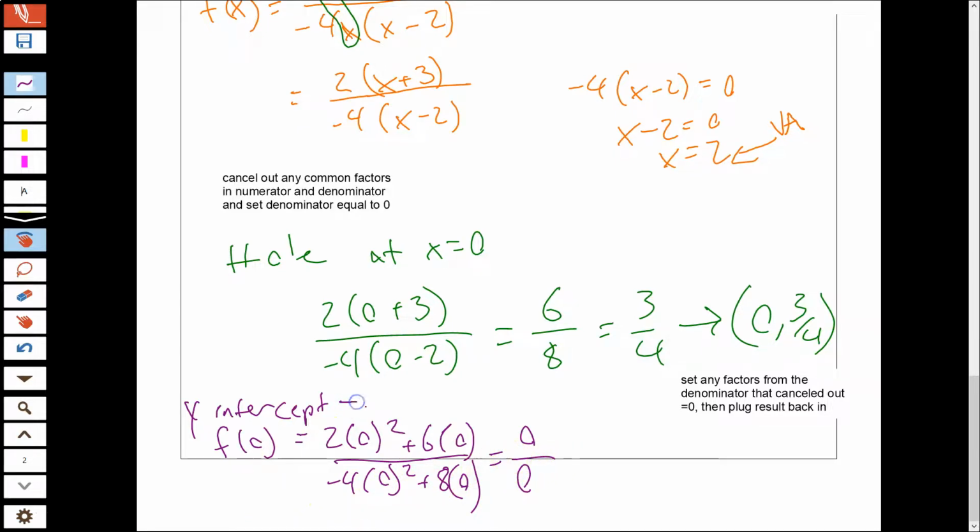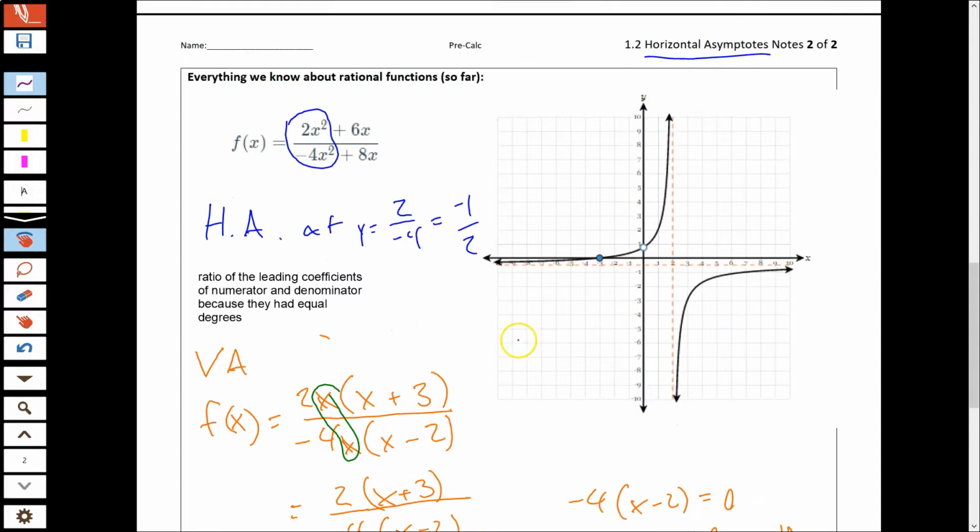So in this case, my y-intercept does not exist. My graph never touches the y-axis. And that makes sense when I look at the graph, right? Because on the y-axis, I have a hole right there where it crosses. So it definitely never does touch that y-axis. It makes sense that there's no y-intercept.